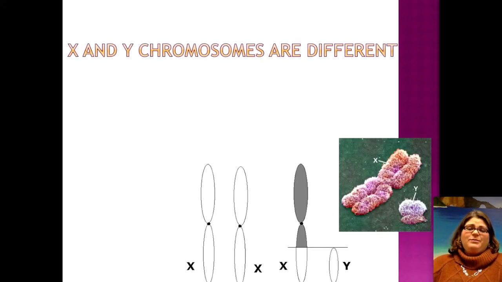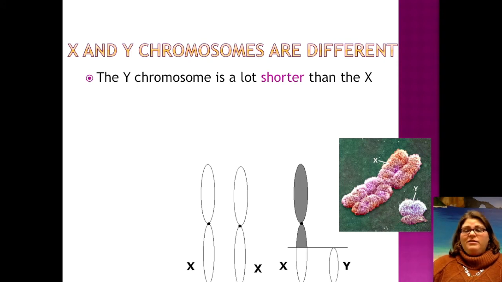Now, X and Y chromosomes aren't just different because they have different names. If you look at the picture here, this is an actual picture taken with an electron scanning microscope. It scans the surface really, really well. And you notice that the Y is much, much, much smaller. So consequently, the Y contains less information.